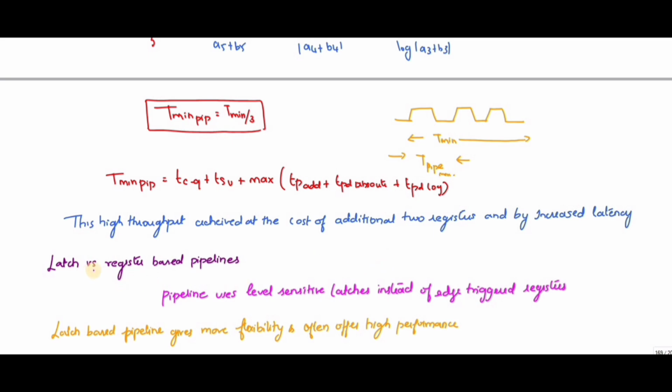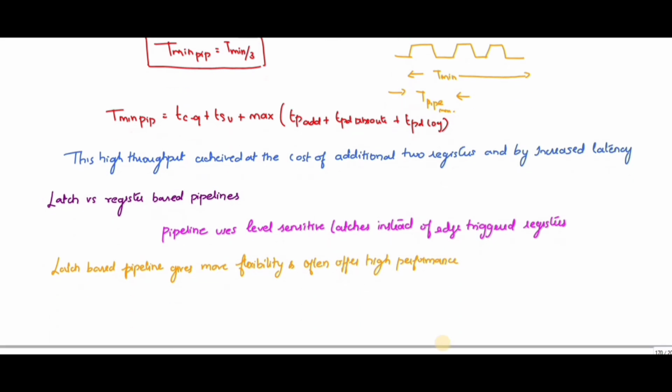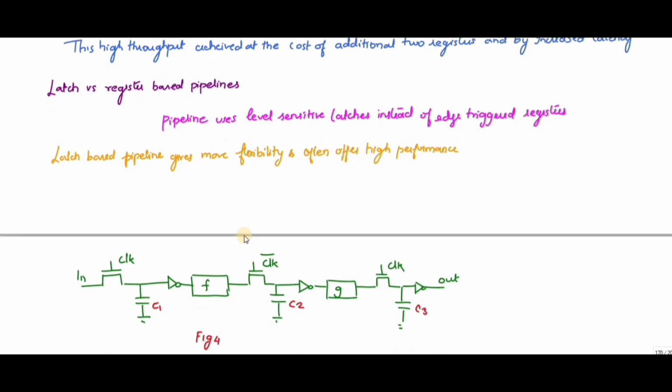Next is latches versus register based pipelines. We are going to construct the pipeline using level sensitive latches instead of the edge triggered register, because of the more flexibility and high performance it will offer. It can be implemented based on pass transistor logic. So this is pass transistor logic. Here I have utilized a positive latch, and here it is a negative latch.